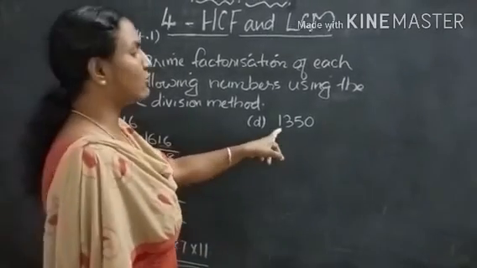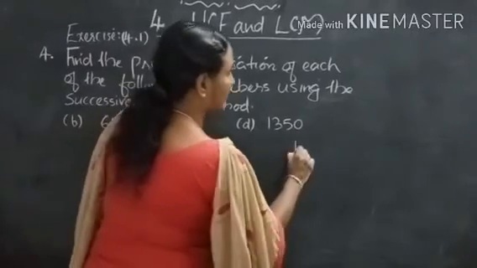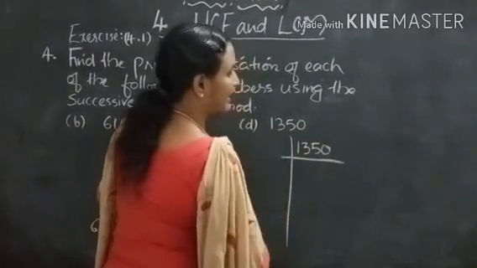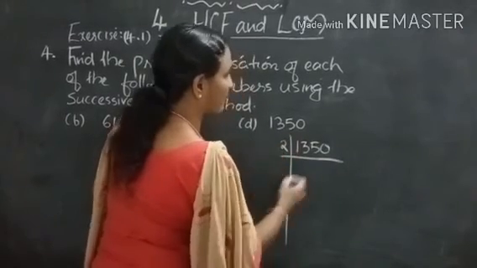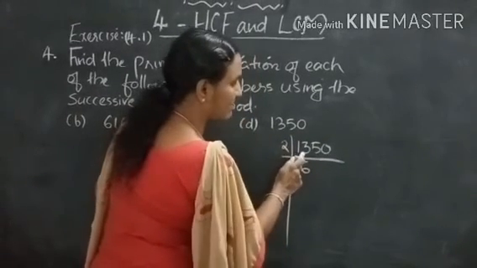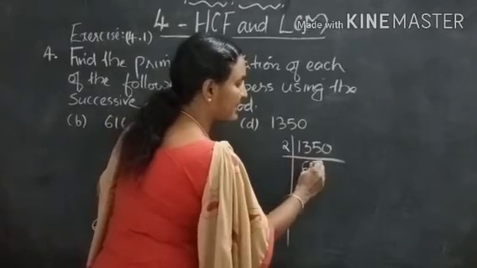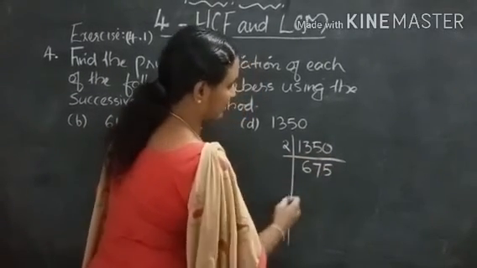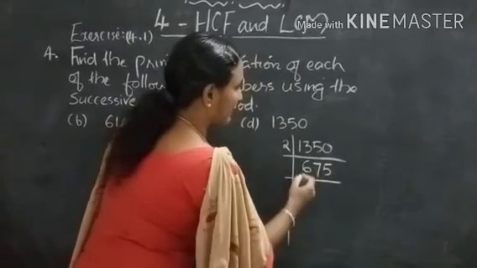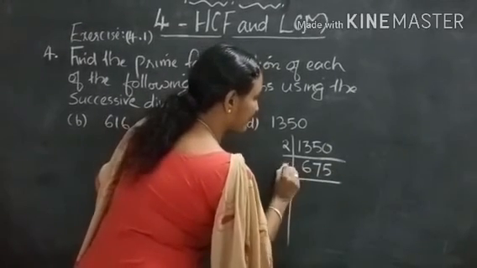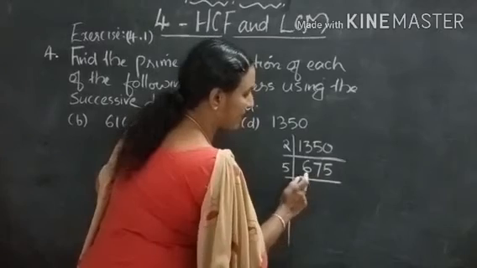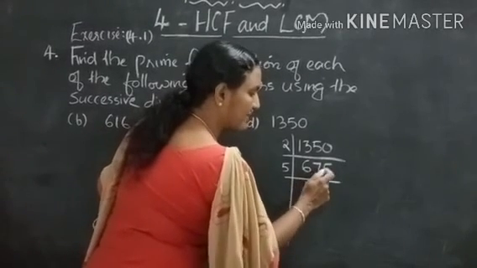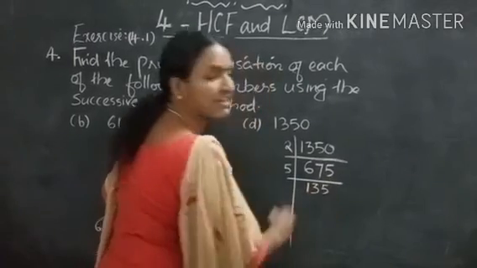The next question, 1350. Ends with 0, so start with 2. 6 2s are 12, balance 1, 15. 7 2s are 14, again balance 1, 10. 5 2s are 10. Then here it ends with 5, so 5. 1 5s are 5. Then balance 7, 3 5s are 15, balance 2, 25, 5 5s are 25.